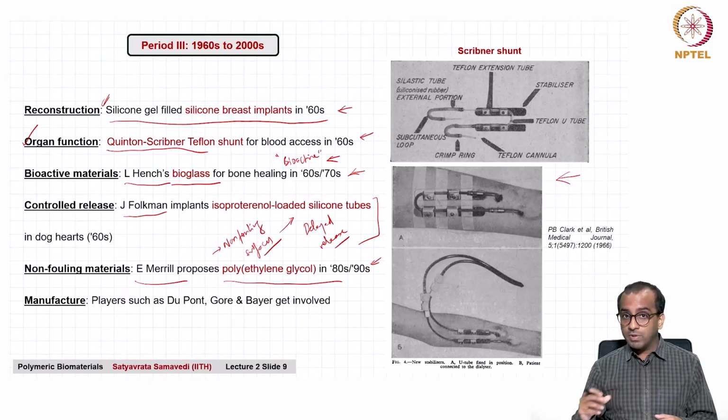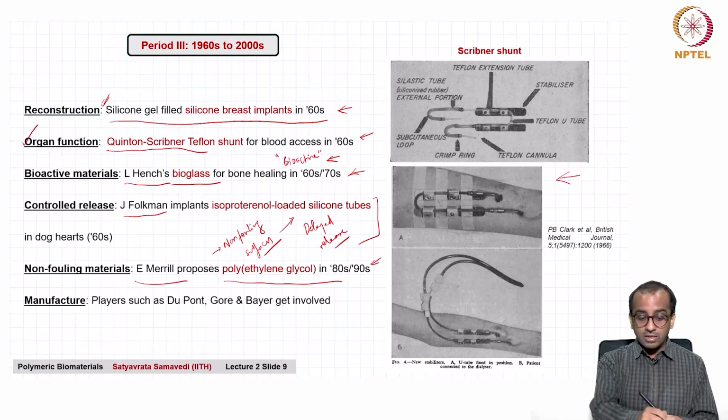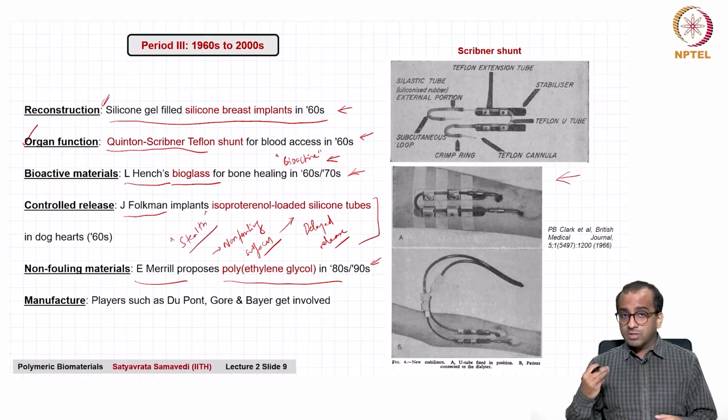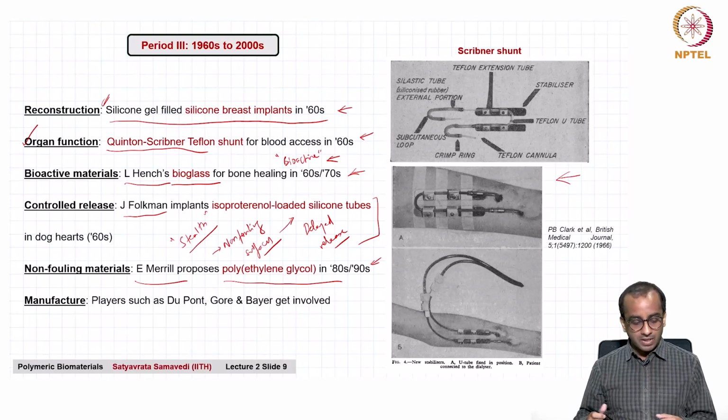These materials can now be used for what we would call stealth applications, where the host will not even know that the material is inside, because the host recognizes foreign materials through adsorbed proteins, and if proteins do not adsorb, it is very difficult for the host to even realize that the material is foreign and that has been implanted.